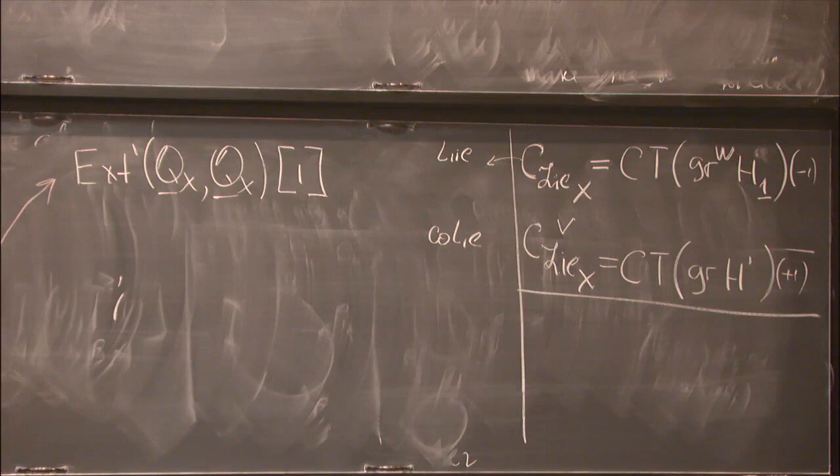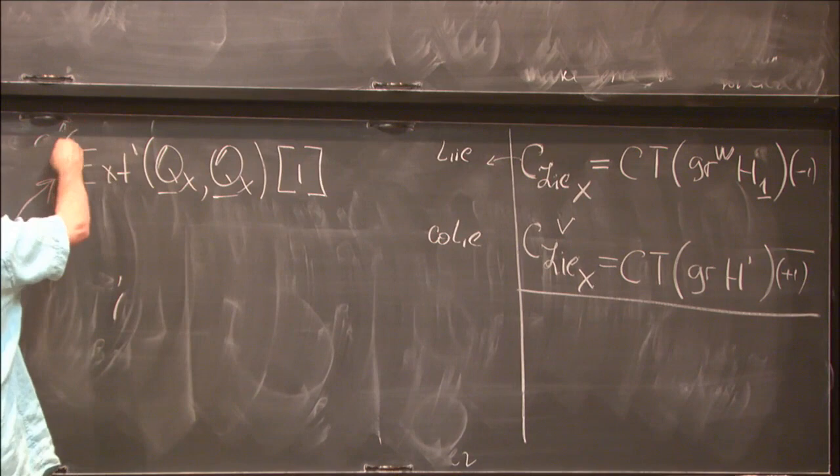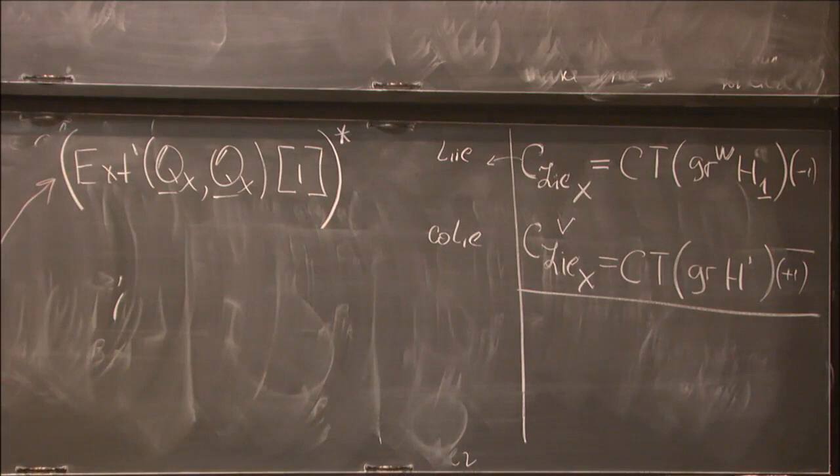Now, since I want to play with the Lie algebras, I actually have to dualize everything. I'm sorry for this complicated notation. What I'm saying is that I always consider these simple objects, but then I either take the Ext between them or the dual to the Ext, and whatever I do, I always shift by 1.